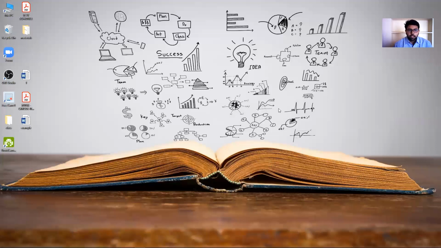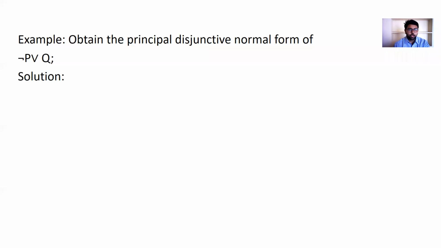Okay, let's see an example. Without using the truth table, we are going to construct an equivalent sum of product form for this formula. Let's see, what will be the first step? We are going to replace the and, or, negation if required.